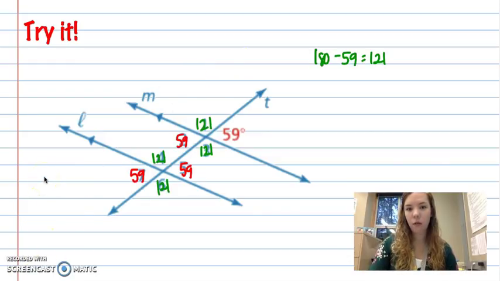All right, so this is where your angles should have been. If you start with corresponding, then that gives you this 59. Then alternate exterior gives you this 59. And then these two are alternate interior. Then I took 180 and subtracted 59, which gave me 121. So the rest of the missing angles are 121 degrees.